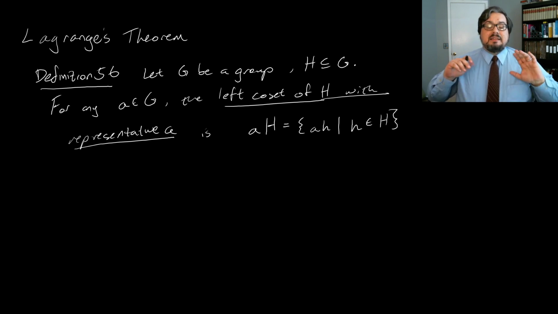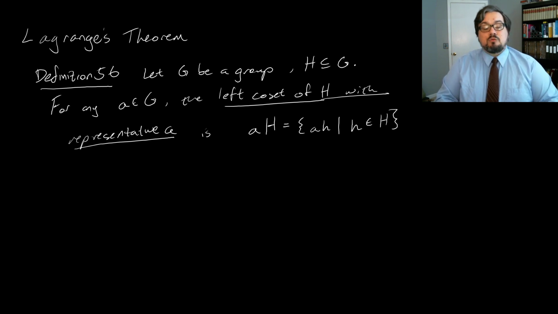So at the level of sets, this is simply taking your set big H, it's got a bunch of elements in it. The left coset of H is the set that you get when you take every one of those elements and multiply them on the left by A. And we can do this for any element A of G, and we can get different sets out of it.